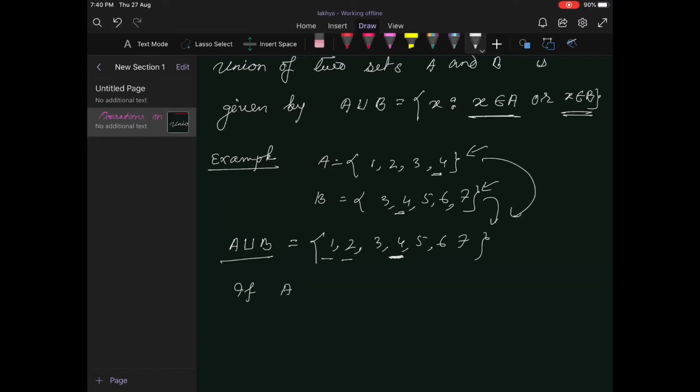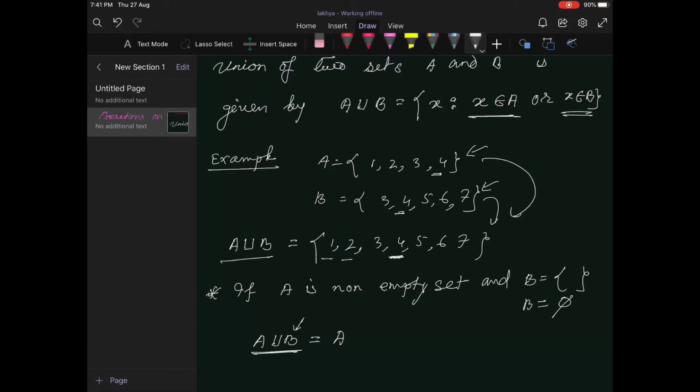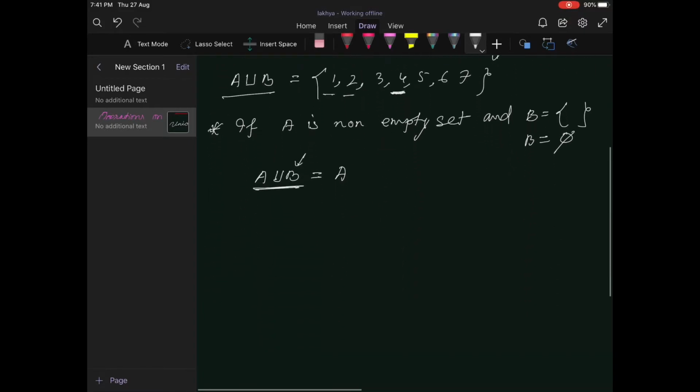Suppose A is a non-empty set and B is an empty set or null set, or you can say B is equal to ∅. In this case A union B is equal to A, because B is an empty set or null set, so that's why the union of these two sets must give A.